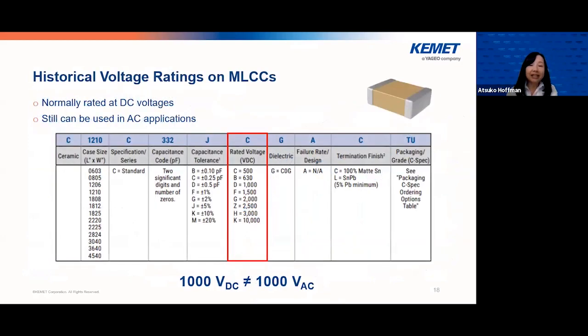So historically, MLCC voltage is rated at DC voltage. And it does not mean you cannot use the part in AC applications. You can still use it, and many customers do use MLCC in AC applications. But DC rated voltage does not mean AC rated voltage. So if you have a 1000 volt DC part, you cannot use it as a 1000 volt AC rated part.